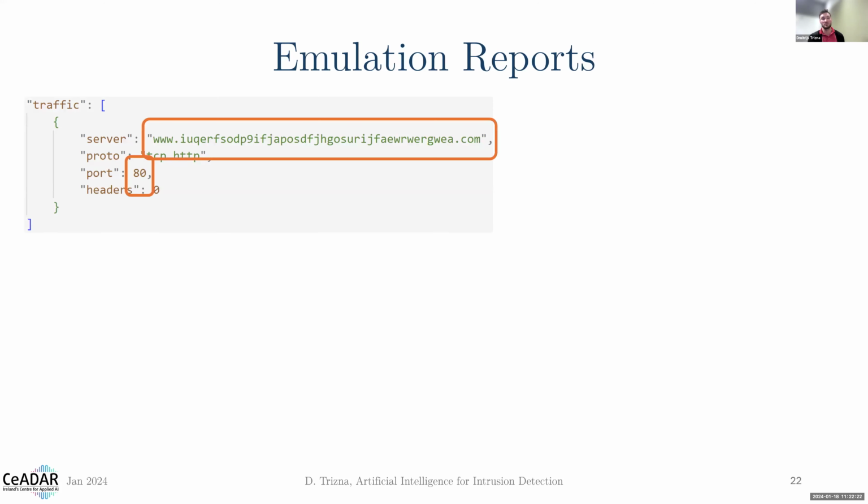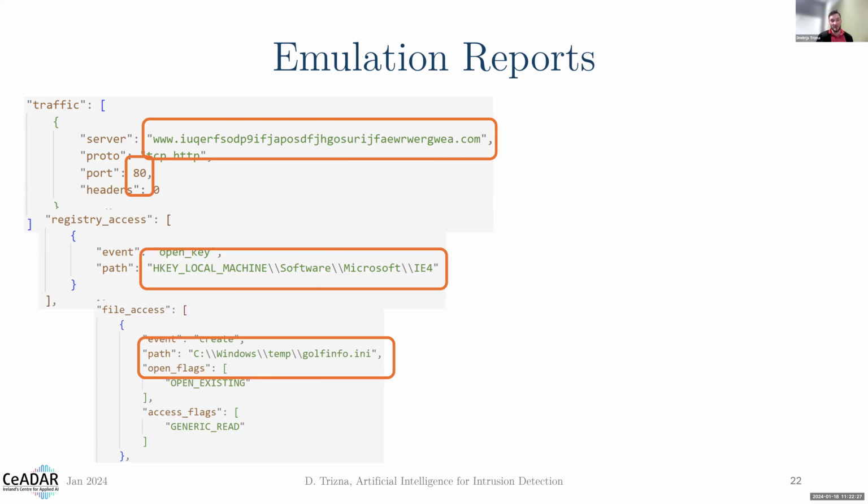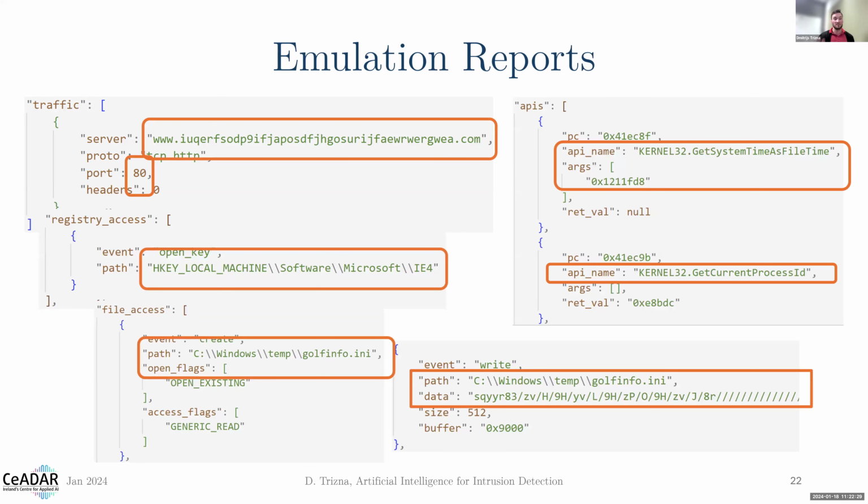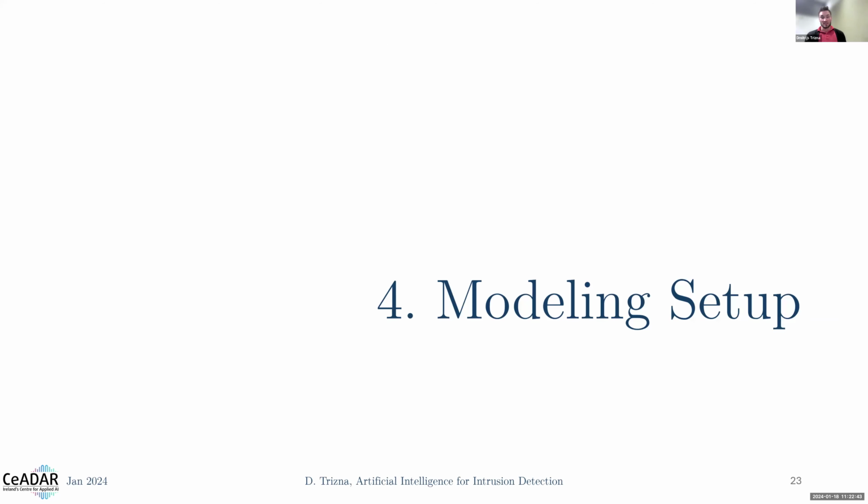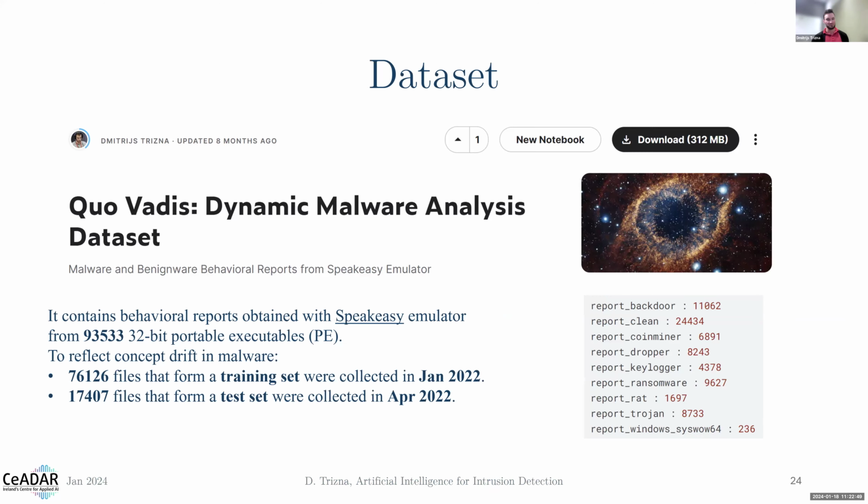And what does the emulation report look like? You have traffic, registry access, file access, and API calls, and pretty decent information that is rich and resembles a lot what we get in the system log format. So this is the thing that we can model, right? So let's take a look at how this can be modeled with AI techniques.